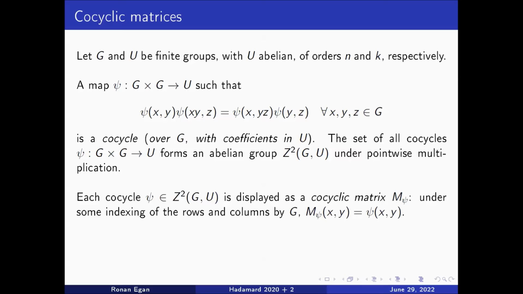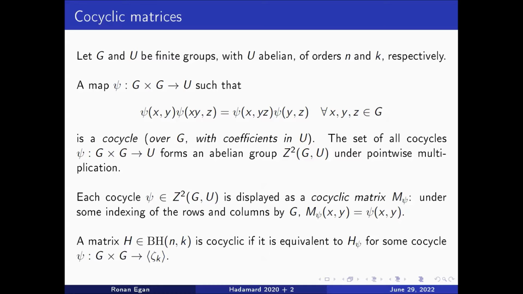And we can describe every co-cycle as a matrix. Pretty simple. You just index the rows and columns of your matrix with the entries in the group. So in the row labeled X, column labeled Y, I put in the entry psi of the pair X, Y, and that is my co-cyclic matrix. So in particular, if I'm talking about Butson matrices, then my matrix is co-cyclic if it's in the same equivalence class as something that is co-cyclic according to this definition here.